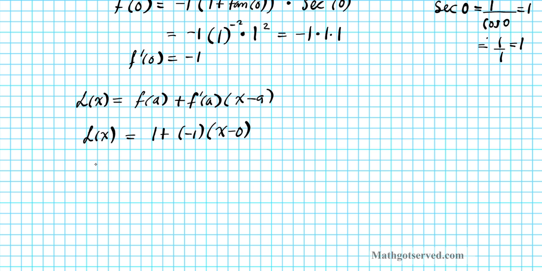All right, let's go ahead and simplify this. This is going to be 1 minus x. So that is the linearization of the function at x equals 0. So let's go ahead and box our final result.